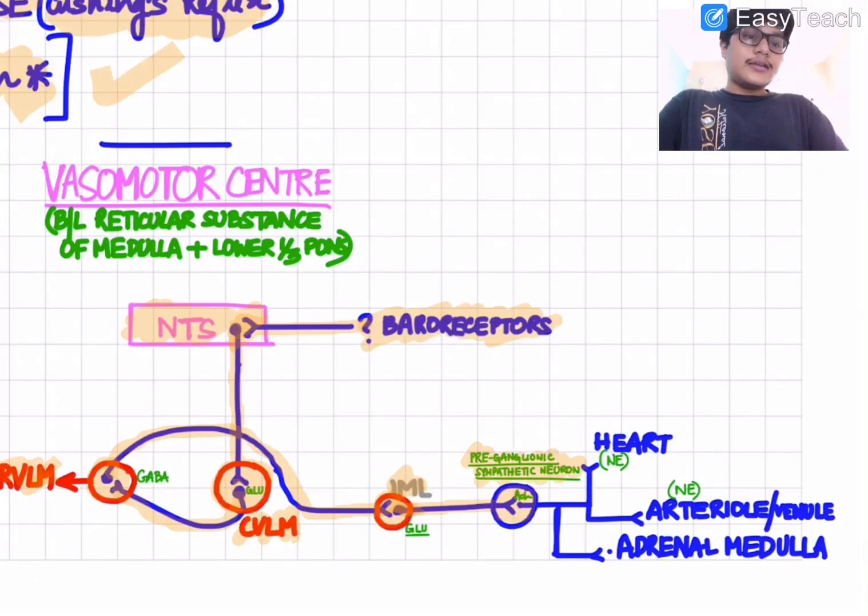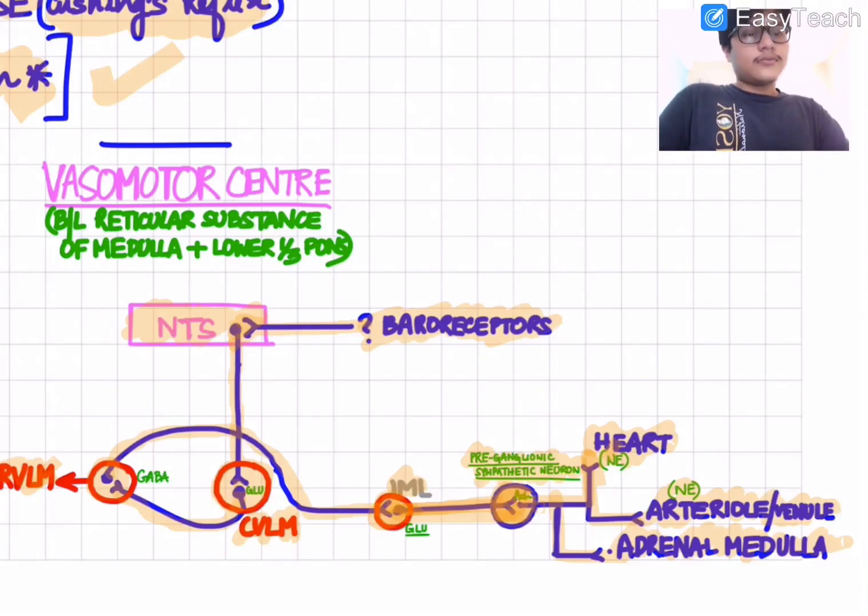Now the preganglionic sympathetic neurons will release norepinephrine, which will stimulate the heart. It will also stimulate the adrenal medulla to release further catecholamines, and it will also be responsible for the vasoconstriction of the arterioles and the venules. And this connection from the intermediolateral cell column to the preganglionic sympathetic neuron is a cholinergic connection. Okay.